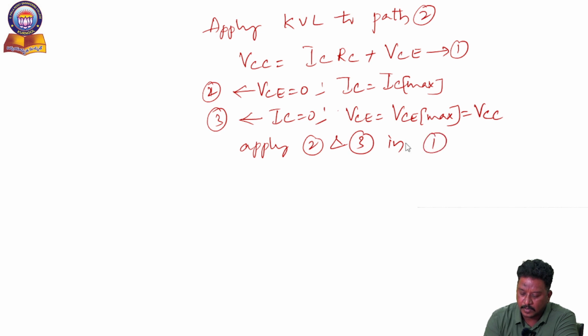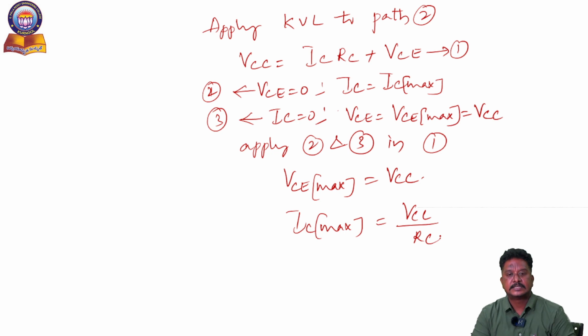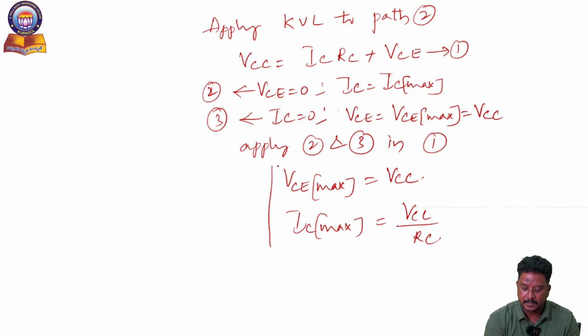Apply 2 and 3 in the above equation 1, so that I am getting VCE maximum is equal to VCC, IC maximum is equal to VCC by RC. So these are the 2 points I am locating initially for the DC load line, and after that I am concentrating on the operating point. So I located the DC load line here.